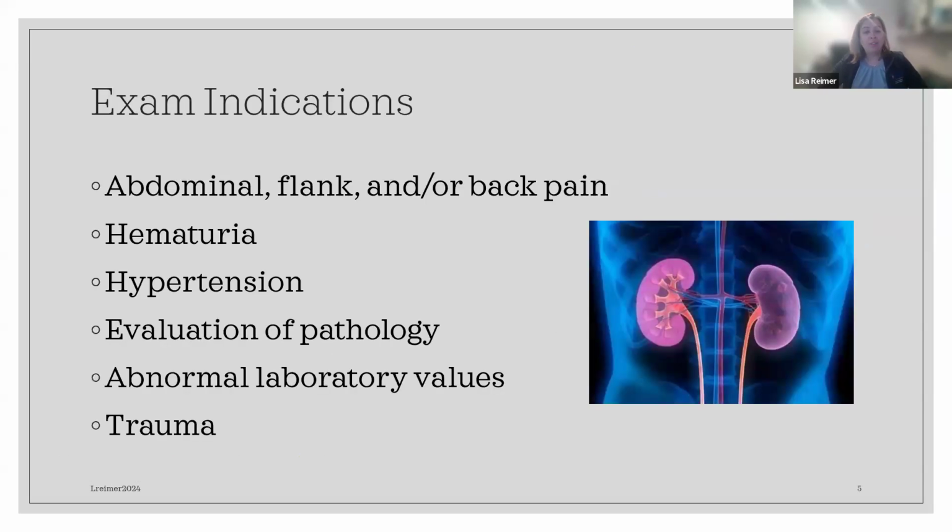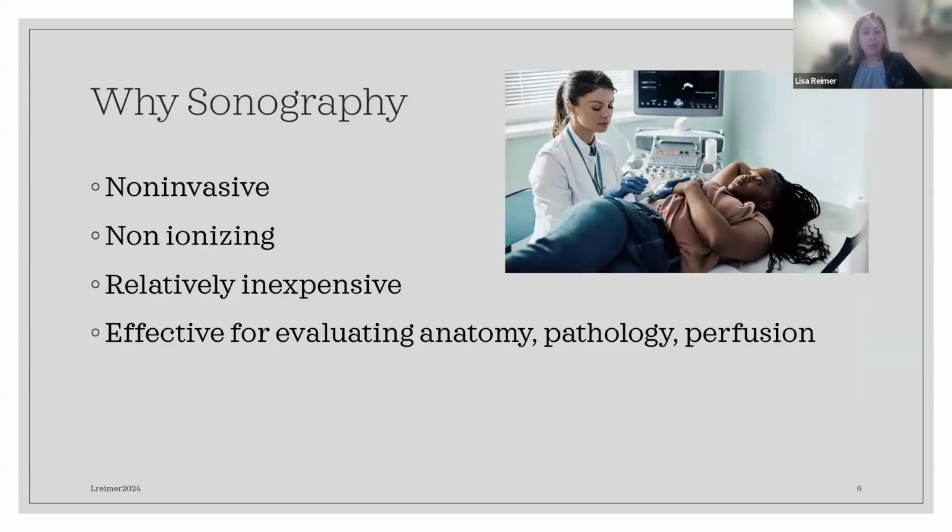So some reasons to perform a renal ultrasound include pain, especially back pain on either side of the spine. Urinalysis is abnormal or perceived or noted blood in the urine. Hypertension is a big one. Evaluation of known pathology, abnormal labs, and trauma to the area. So I think next to the spleen, the kidney is the most impacted by blunt force trauma. So this could be part of a POCUS scan as well.